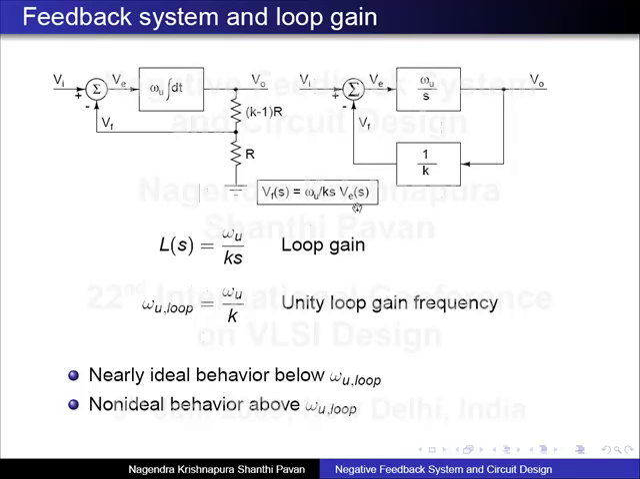Now, what is the loop gain for this? The loop gain is a property of the network. It's not really related to the input. When you measure the loop gain, you set the input to 0, you break the loop somewhere, you apply a test input, and then you see what comes back.